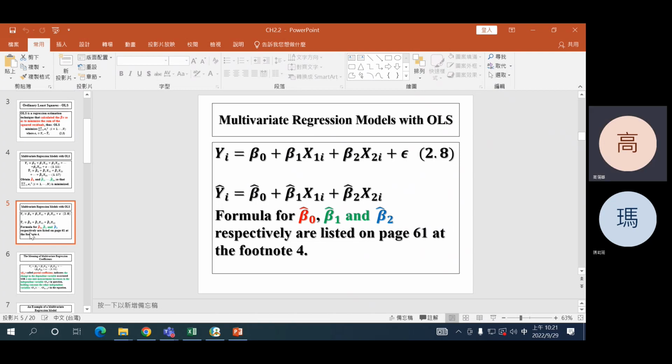So everybody look at our textbook, page 61, at the bottom, footnote number 4. Did you see the formulas? Do you like to see that kind of formulas? No, I never want to see that kind of formulas in my life. And this is just two X variables. If you have K greater than 3, then how complicated it is.